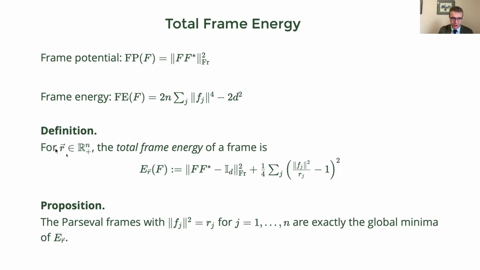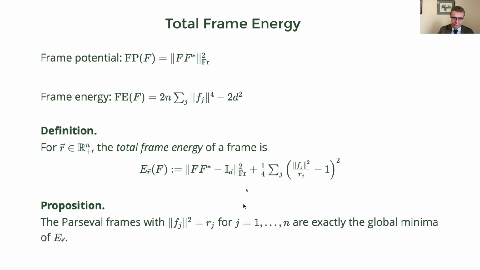You have some target squared norms of your frame vectors. That's in this vector R. And then you say, okay, I want to shoot for that. And so in particular, if the norm of Fj squared was equal to Rj, then I'd have 1 minus 1 is 0. So this term would be 0 if I was actually at the desired norms. And of course, this term would be 0 if I was Parseval.